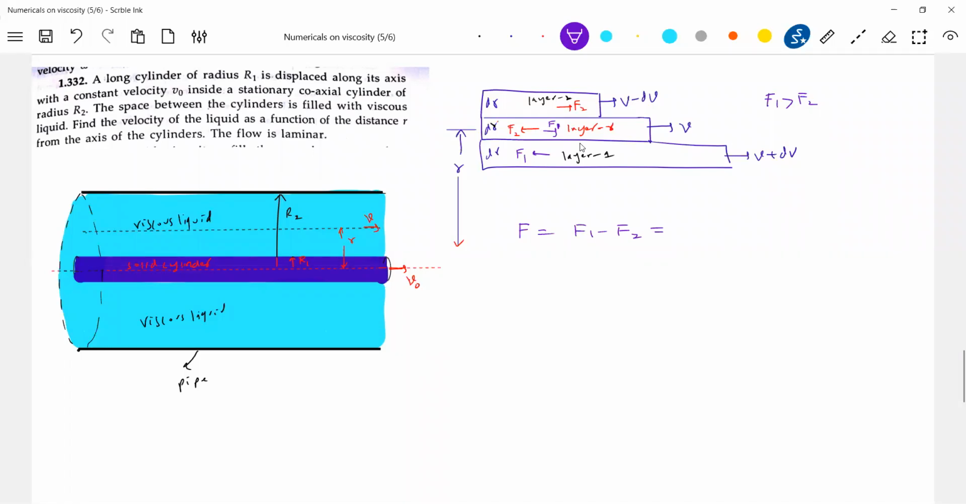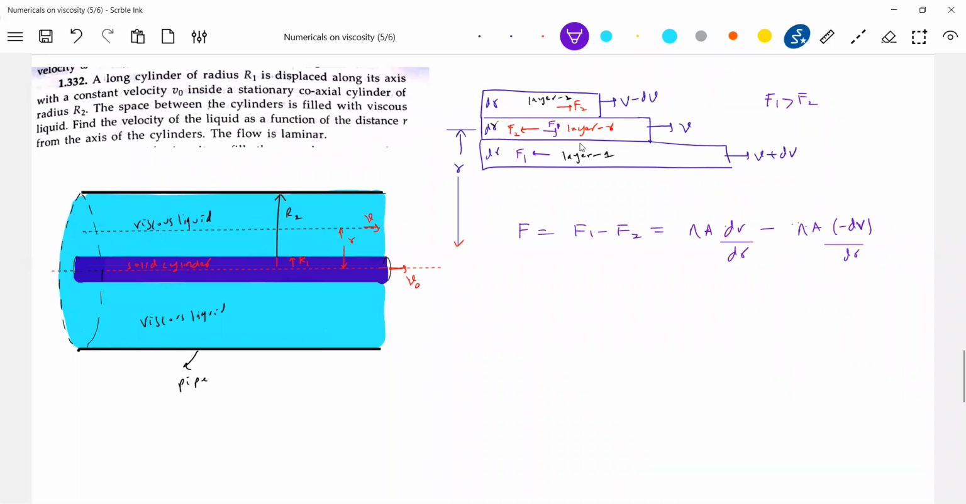What should F1 be equal to? What is the equation? Eta A, the relative velocity between them will be dV by dr, minus of, this relative velocity will be eta A.